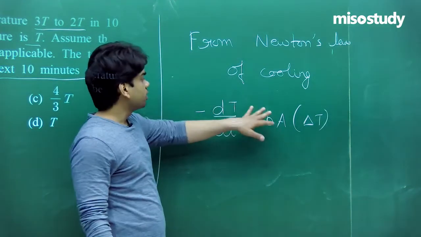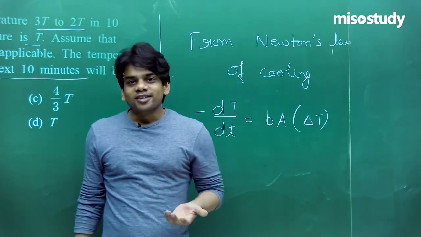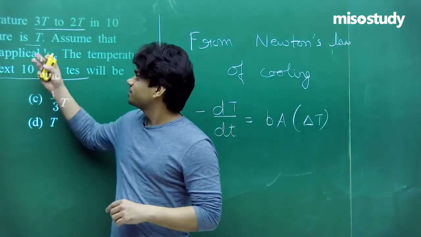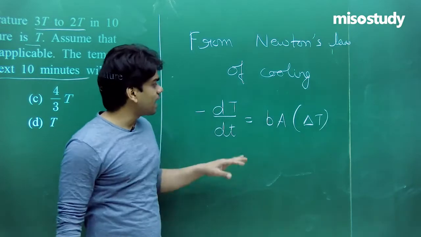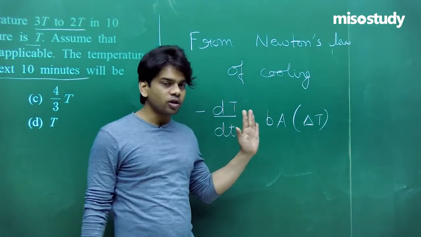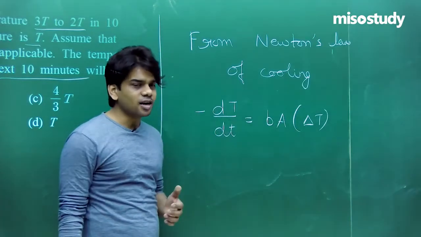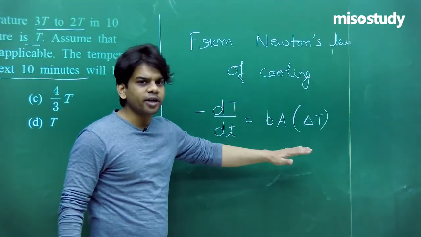So we need to put the value of dT. It cools from 3T to 2T, so the change in temperature will be T, and the time is given as 10 minutes. b and A are constants. A is the area, b is the constant. Then again, delta T is the temperature difference between the body and its surroundings. Take note till here. Let me put up all the values at the other end.